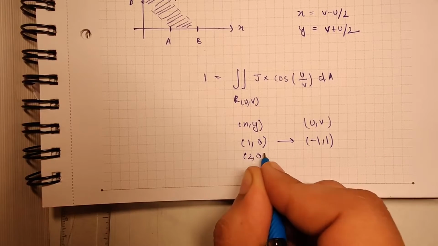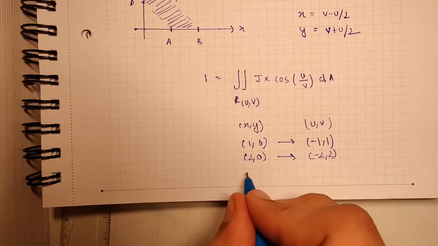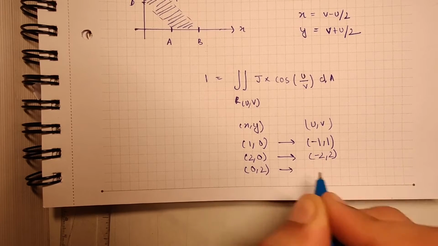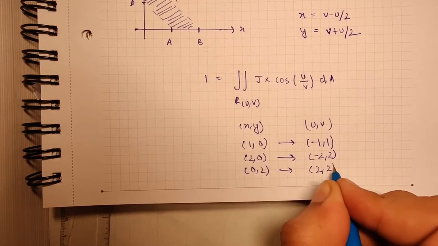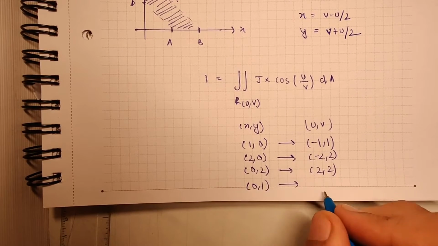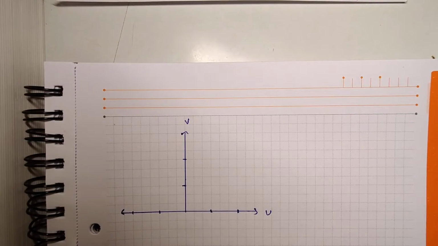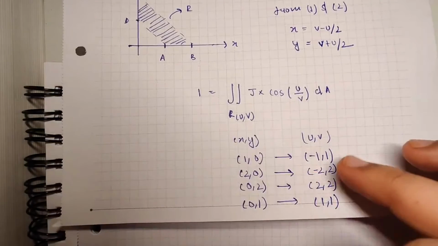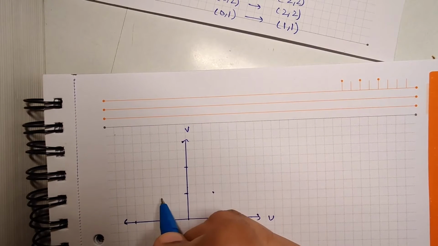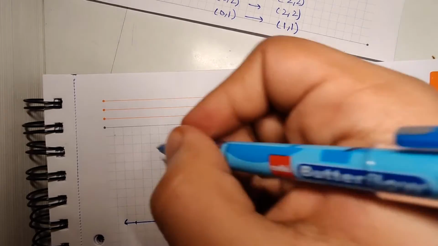So the second point is (2, 0). This will change to (minus 2, 2). The third point is our (0, 2). This will change to (2, 2). Then our last point is (0, 1), which will again change to (1, 1). Now we would be plotting these points on the uv graph, and the graph will basically look like this.